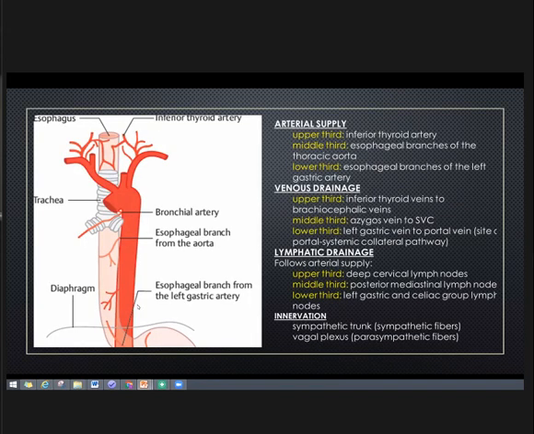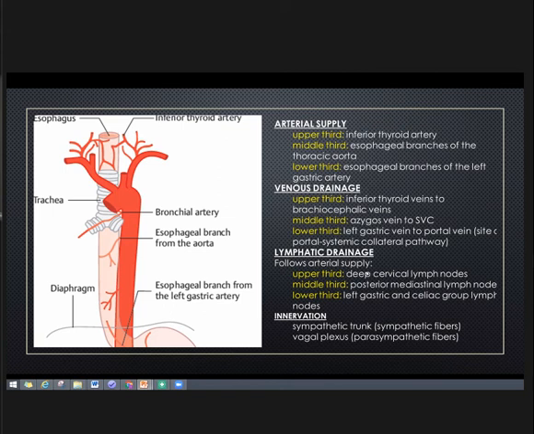So the arterial supply of the esophagus at the upper third is supplied by the inferior thyroid artery, and the middle third is supplied by the esophageal branches from the aorta, shown here by the image. The lower third is supplied by the esophageal branches of the left gastric artery. While for the venous drainage, the upper third drains to the inferior thyroid veins, to the brachiocephalic veins. The middle third drains to the azygos vein, to the superior vena cava. And the lower third drains to the left gastric vein, to the portal vein, which is a site of portal systemic collateral pathway.